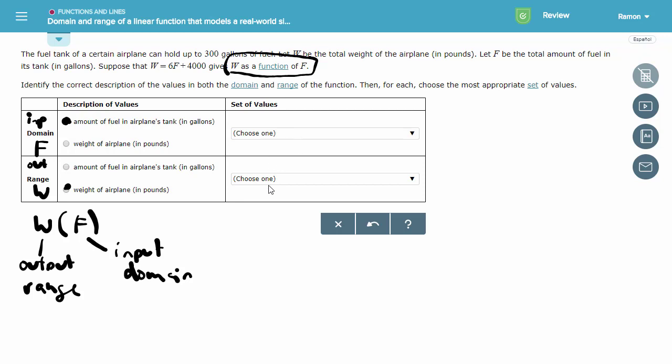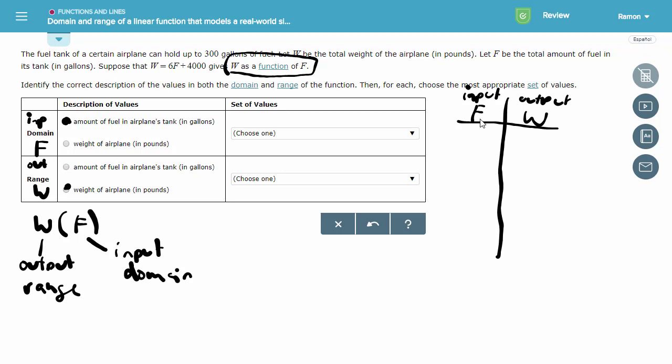And now we have the last part, which is the set of values for the domain and the range. To figure out the set of values, I create a table. The input is first, output is second. Don't forget, the input in this case is F, so I'm going to label my table with an F here. The output is the range, and that's W. In order to fill out this table, we need to find 4 numbers. That's it.